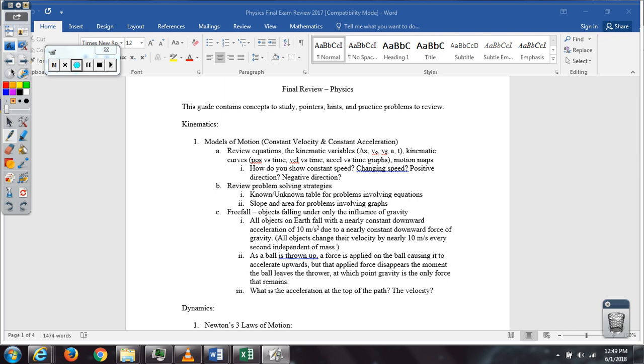First semester was basically an introduction to the language that physicists use to study motion, and beginning to look at developing Newton's laws to understand why objects move the way they do. So under kinematics, we learned all of the equations that we would use to describe objects moving with constant velocity and constant acceleration. So the first point here to review are the equations and the kinematic curves. Motion maps: how do you show constant speed, changing speed, positive direction, negative direction. So let's take a look at that first.